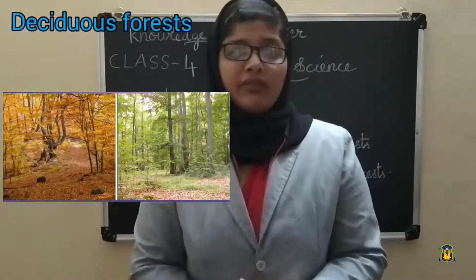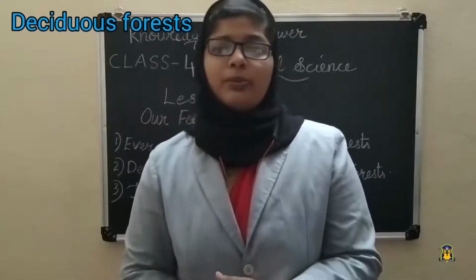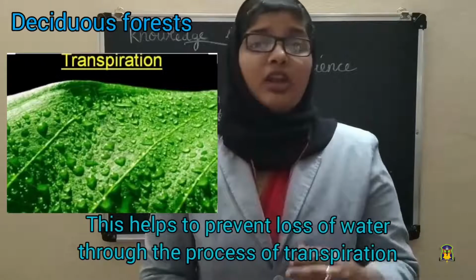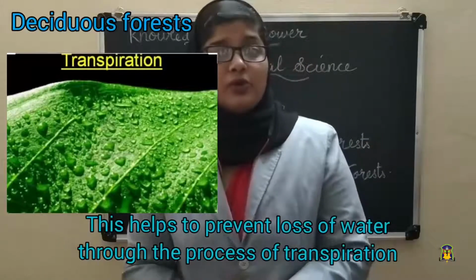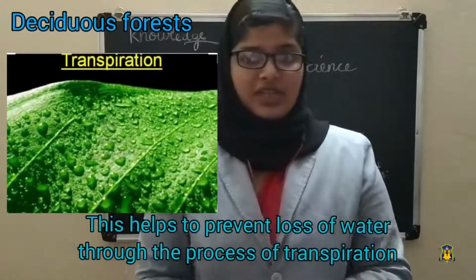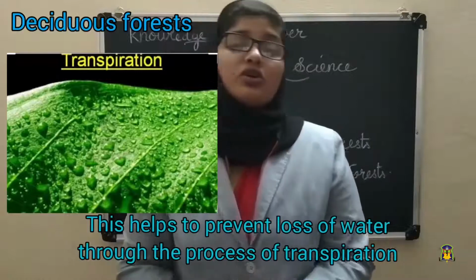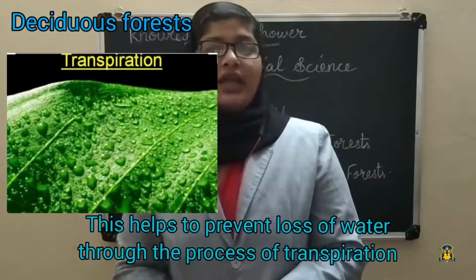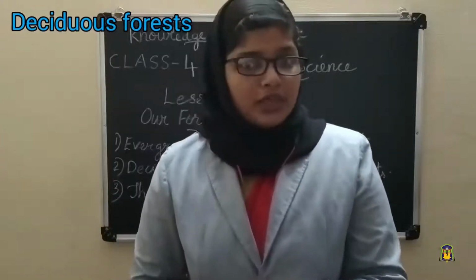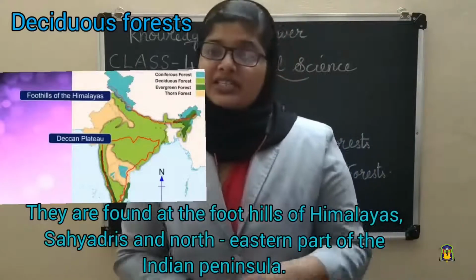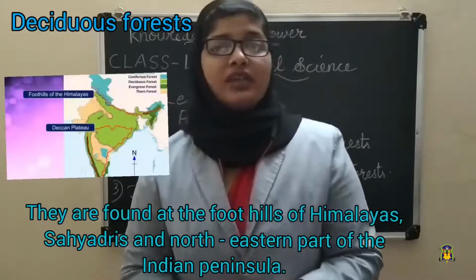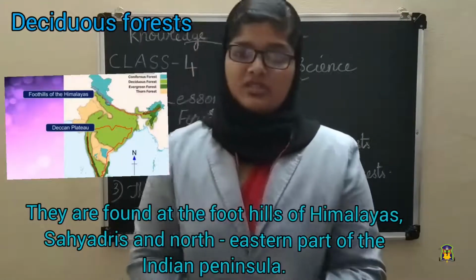This helps to prevent loss of water through the process of transpiration. Transpiration means loss of water from the leaves of the plants. They are found at the foothills of Himalayas, Sahyadris and northeastern part of the Indian peninsula.